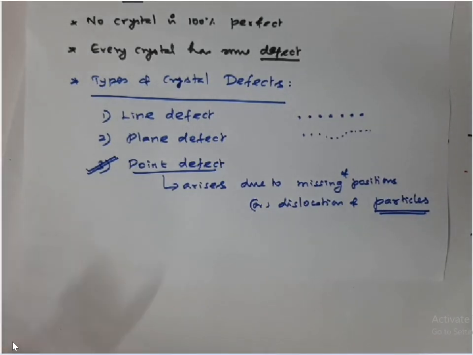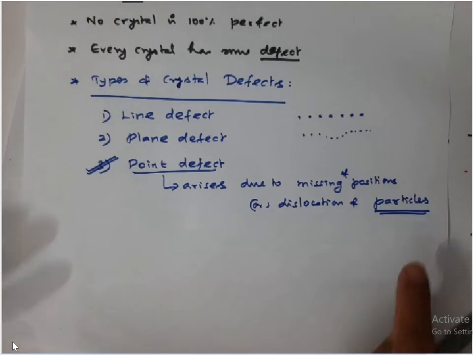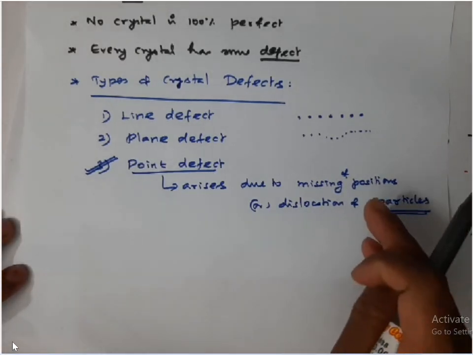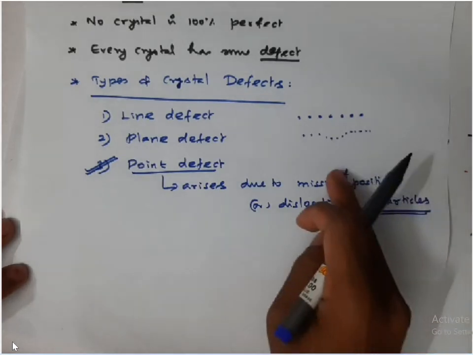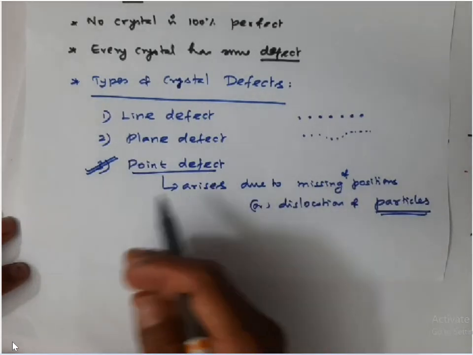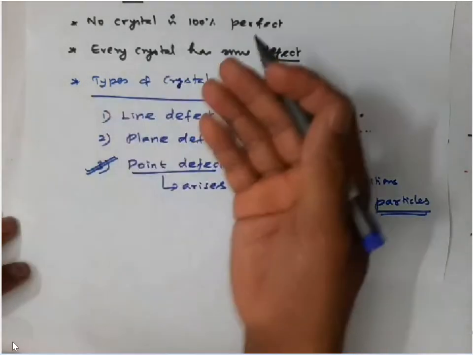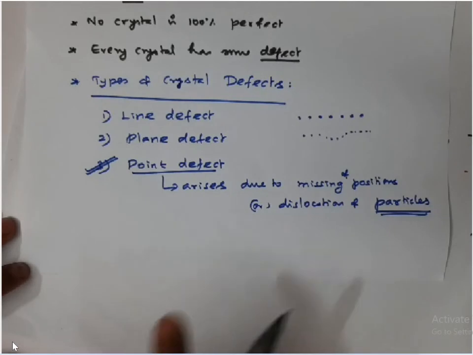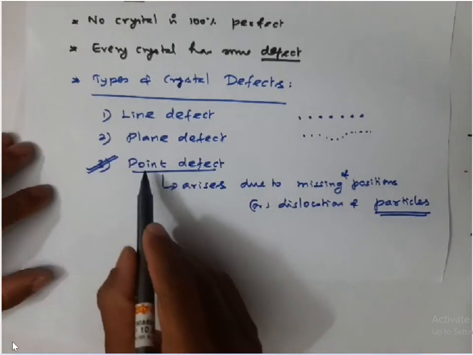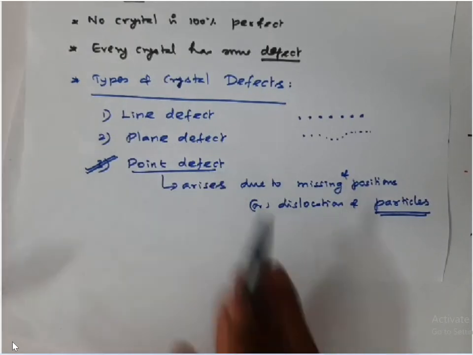Point defect arises mainly due to the particles. If a particle is missing from its perfect location, or particles are dislocated and occupy some other position in the crystal, we call those defects point defects. Here we are going to focus mainly on point defect.